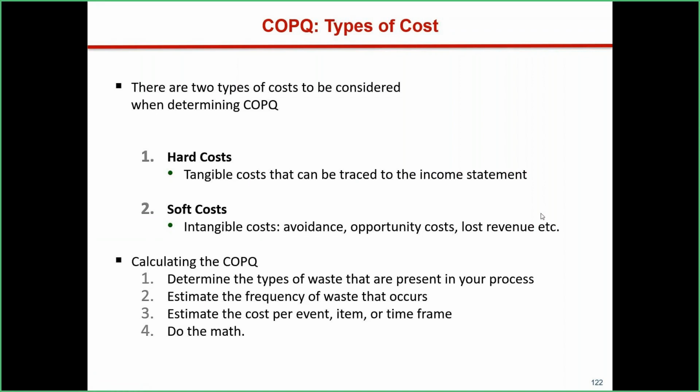Okay. Calculating the COPQ. Determine the types of waste that are present in your process. Estimate the frequency of waste that occurs. Estimate the cost per event, item, or time frame, and do the maths. Usually, it's very simple. It is written here, but it requires getting that data, especially the financial numbers behind it. You have to get approval, and these numbers actually come from the finance team, at least the base numbers, so that you can do the maths.